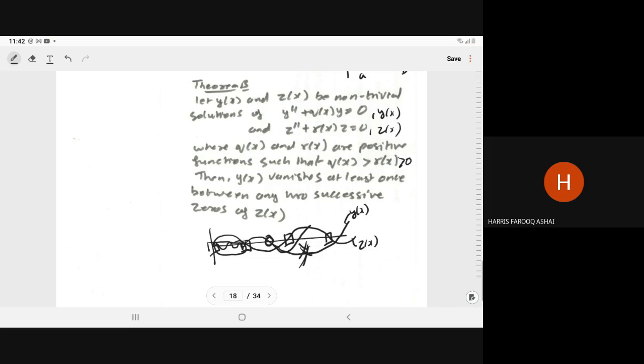Clear? What is the statement of the theorem? It's clear. Yes, sir.